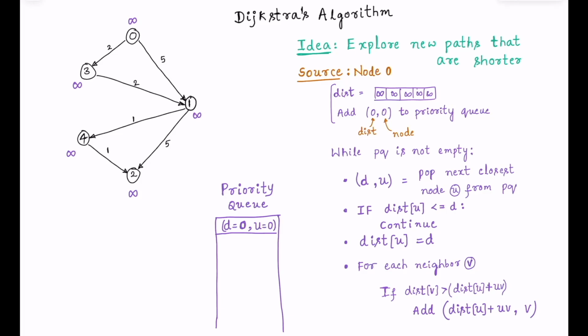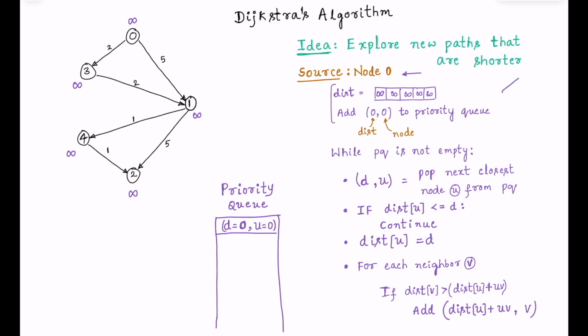Dijkstra's algorithm is used to find the shortest path from a source node to all the other nodes in the graph. It is based on this idea to keep exploring new paths that are shorter. Let's say we start with the source node 0 and we want to find shortest paths to all the other nodes in the graph from node 0.